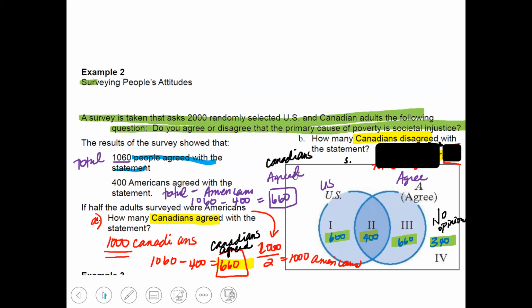And then you're going to take a look at how many Canadians disagree with the statement. So you're going to take half the 2,000, so it's going to be 1,000, minus the 660 who agreed with it. And the result is 340. So this part right here is going to give you the no opinion.